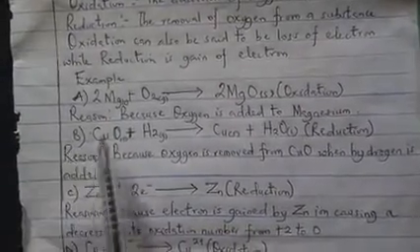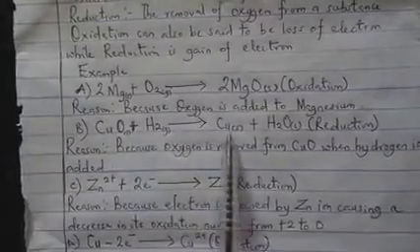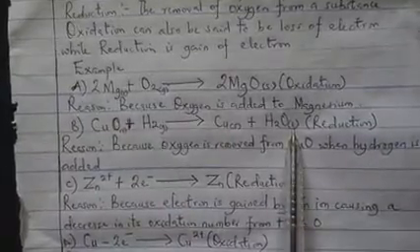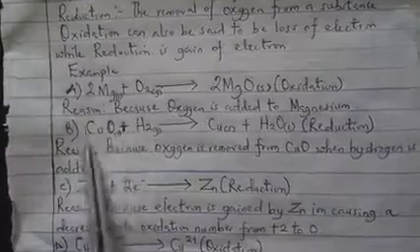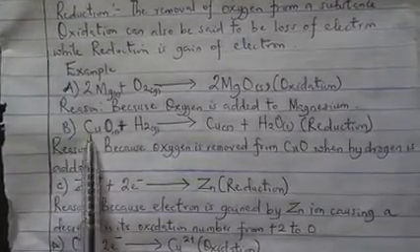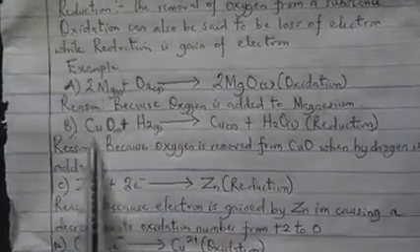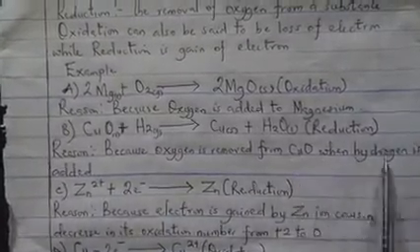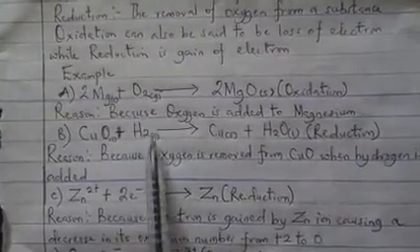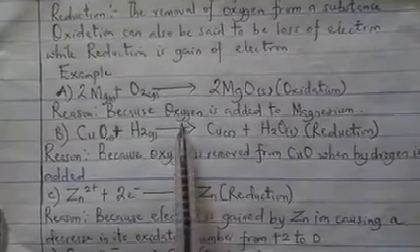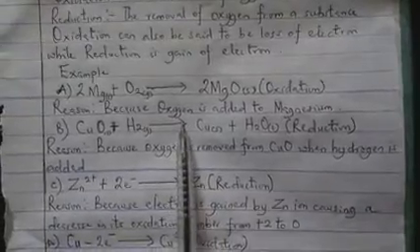When you look at B, we have copper 2 oxide plus hydrogen to give us copper plus water. When you look at this equation very well, this CuO, we have removed oxygen from CuO and added it to hydrogen. That is, oxygen has been removed from CuO and hydrogen is added to it. So that is reduction. Don't forget, oxidation is addition of oxygen to a substance, and reduction is the removal of oxygen from a substance.